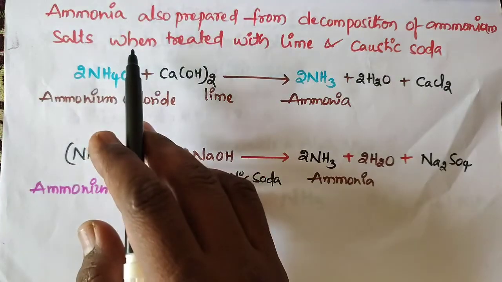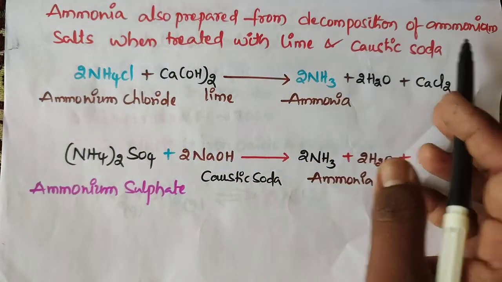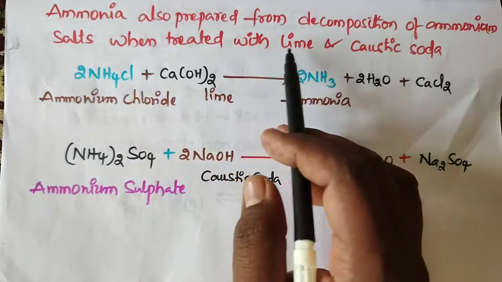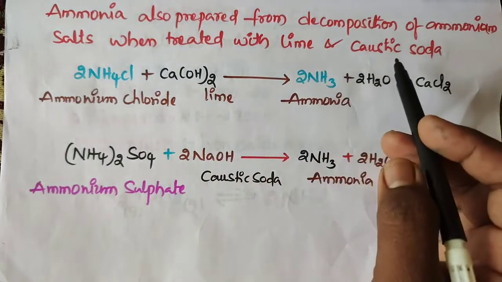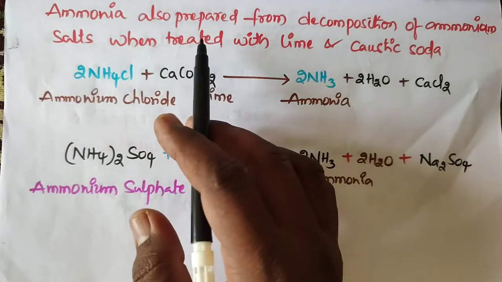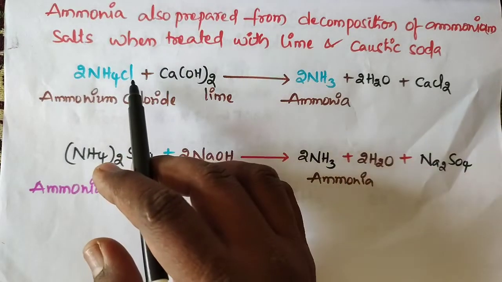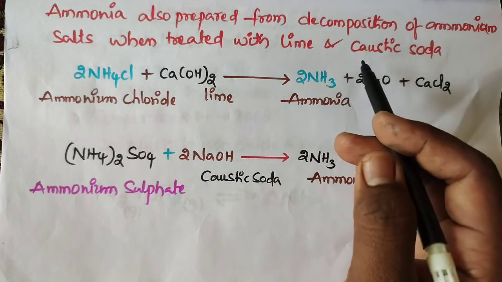Small quantity of ammonia is also prepared from the decomposition of ammonium salts when treated with lime and caustic soda. Lime means calcium hydroxide, caustic soda is NaOH. So ammonia is prepared from the ammonium salts by treating with calcium hydroxide and NaOH.